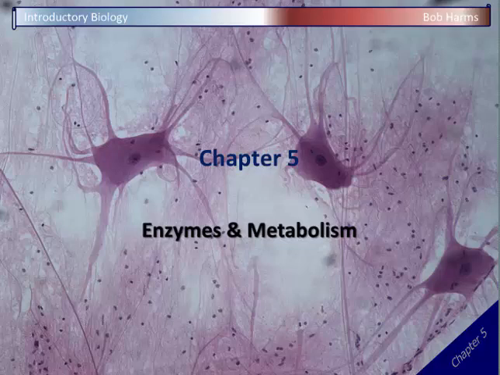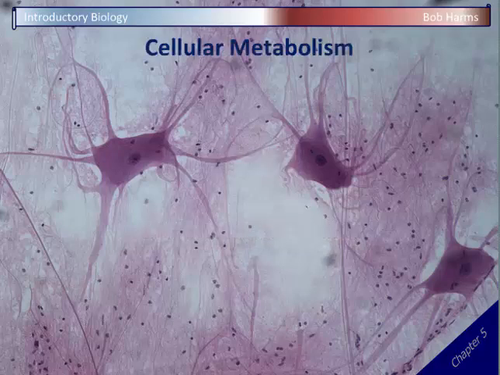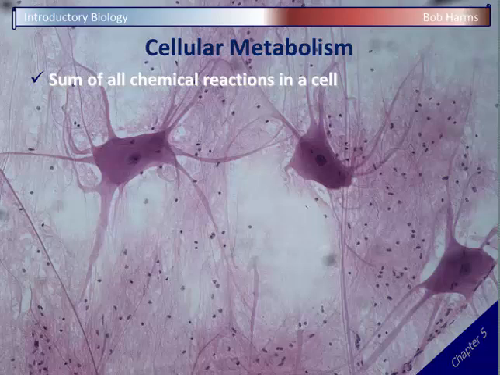Welcome back. Today we're going to finish our Chapter 5 working cell by looking at metabolism and also by looking at enzymes and what role they play in our cell's metabolism. So if we look at the metabolism or cellular metabolism, basically that refers to all the different chemical reactions that are all occurring inside of a cell.